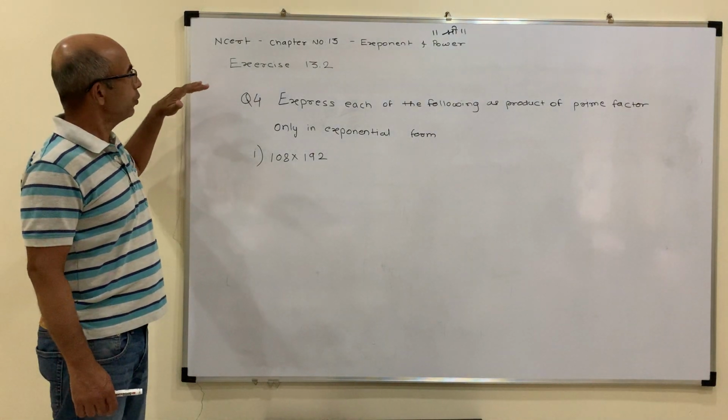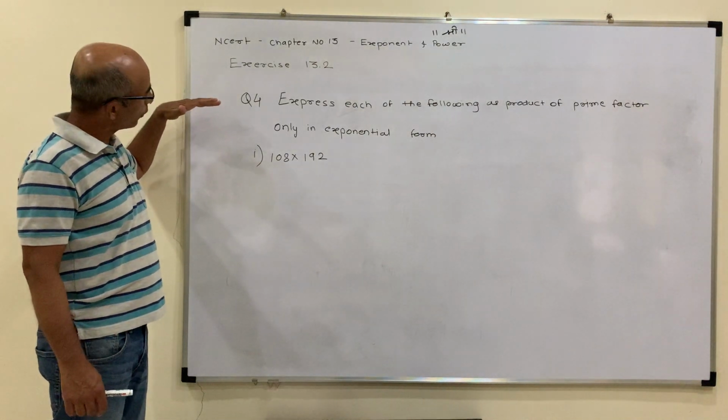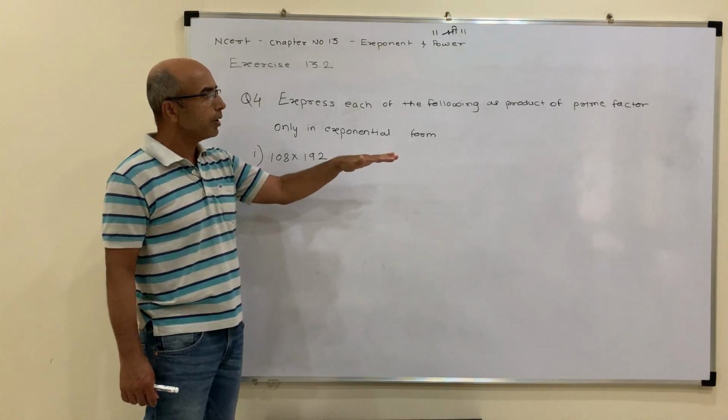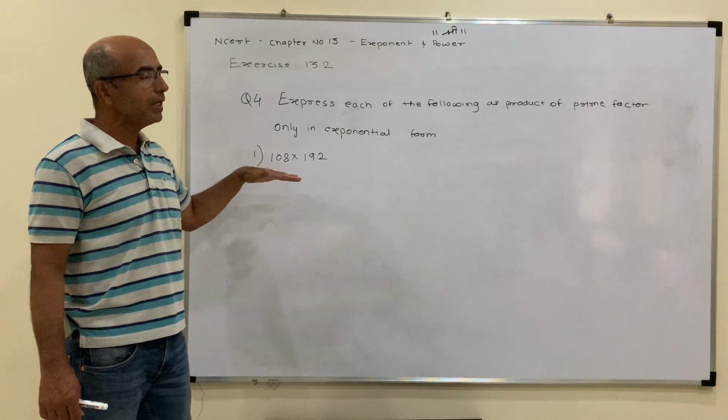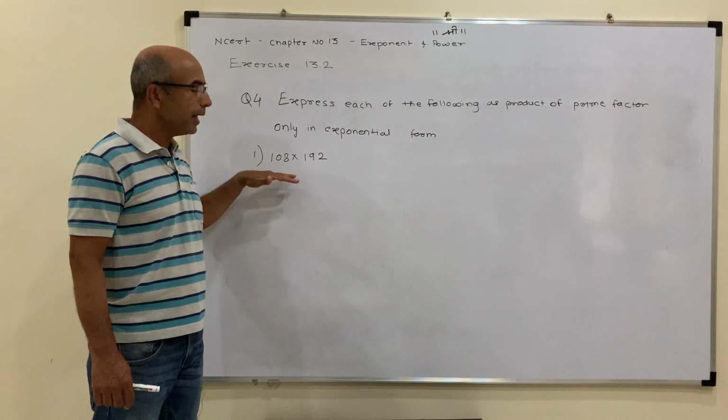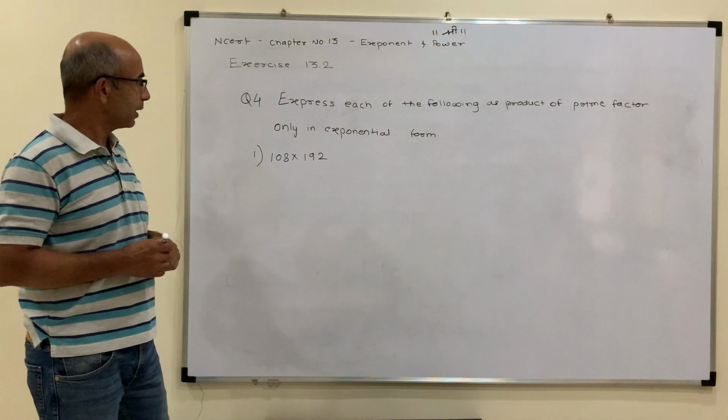Exercise 13.2. Question number 4. Express each of the following as product of prime factors only in exponential form. Now here, 108 into 192.